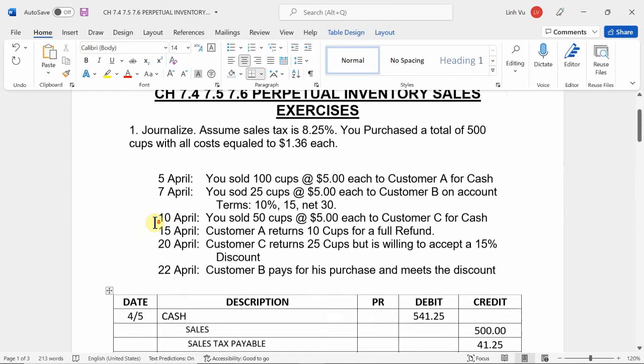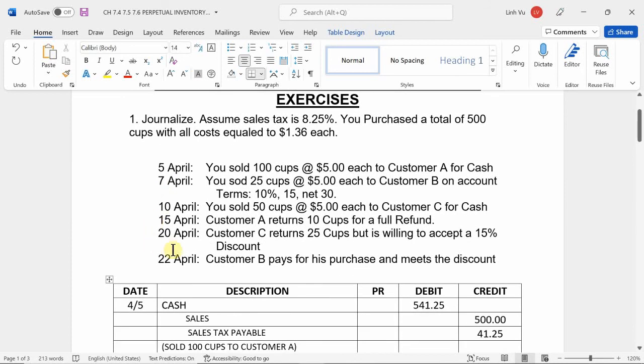Okay. April 15 rolls around and customer A decides they want to return 10 of those cups for a full refund. So customer A returns 10 cups for a full refund. So let's see, when did we sell to customer A? We sold to customer A on April 5th. So you sold 100 cups for $5 each to customer A for cash. Okay, now customer A wants to return 10 of those cups for a full refund.